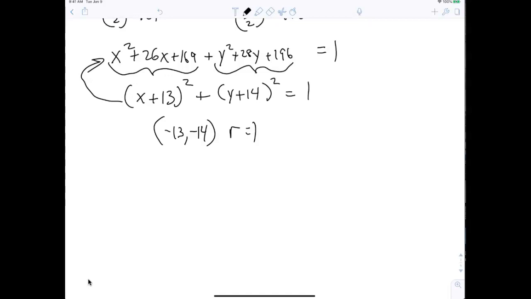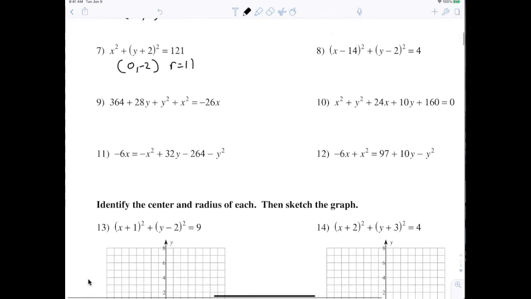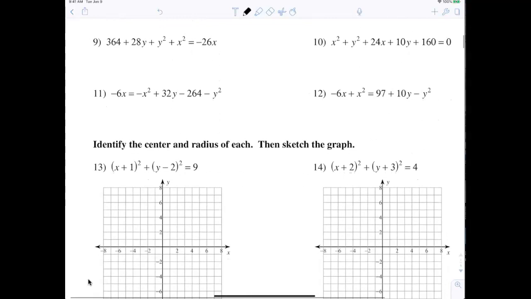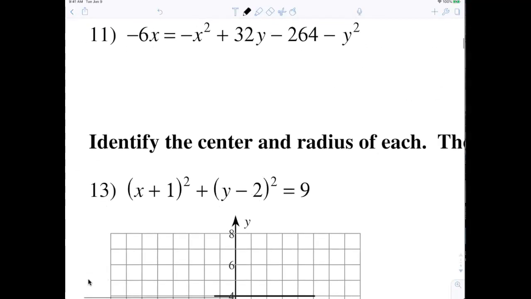All right, yes. Does the right side of the equation always have to be positive? Yeah, because you can't have a negative radius, right? Radius cannot be negative. All right, so with that, that was number 9, correct? So now let's take a look at number 11. Does everybody see number 11?